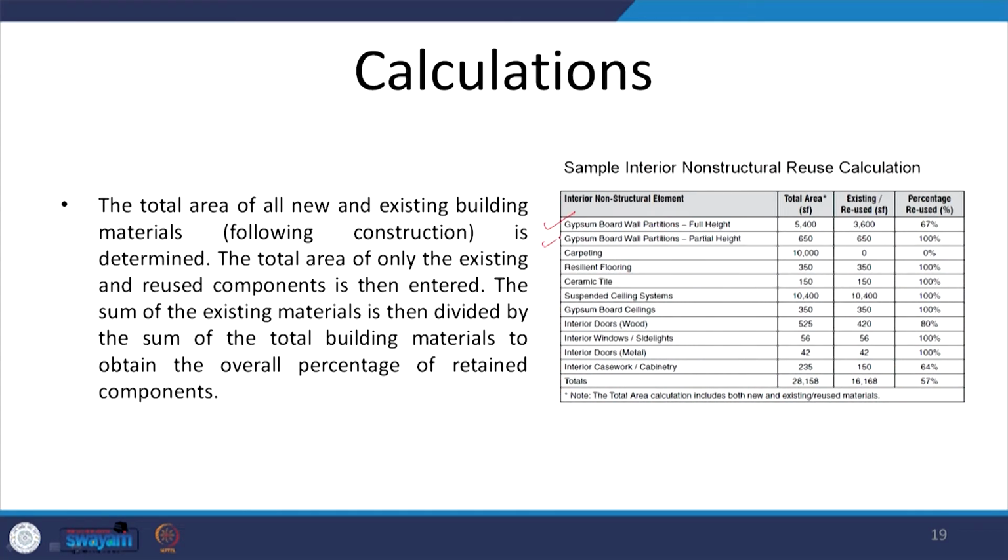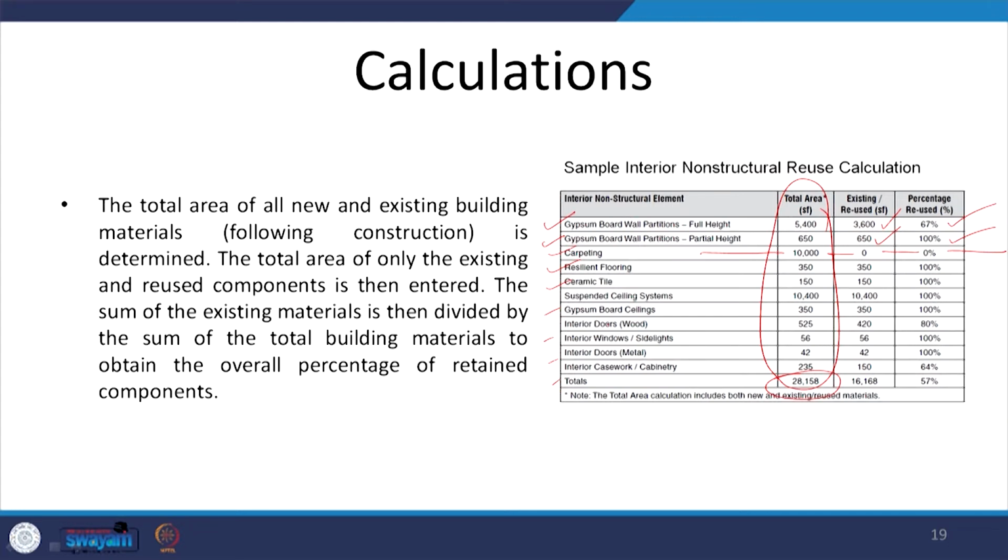So, we identify all the non-structural elements, for example, the gypsum board wall partitions which are full height, partial height, carpeting, resilient flooring, ceramic tile and so on. We calculate the existing area of each of these components, and this is the total area of these different components identified. We calculate how much of it can be reused. So, if we see here, the gypsum board wall partitions have been reused by about 67%. 100% of the partial height gypsum board wall partitions have been retained, but none of the carpeting has been reused here. So, this goes to be 0 directly.